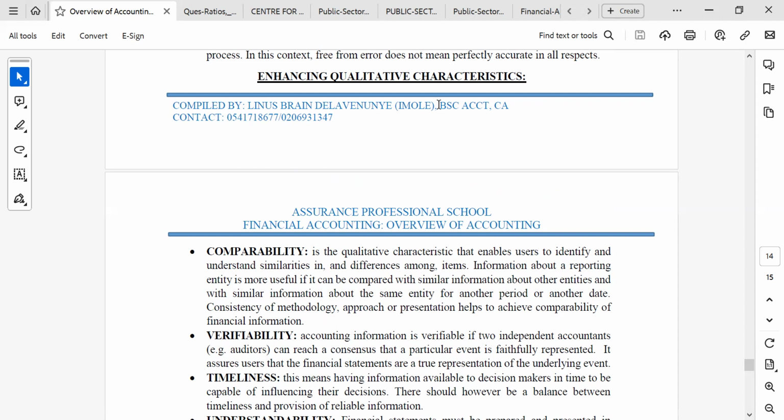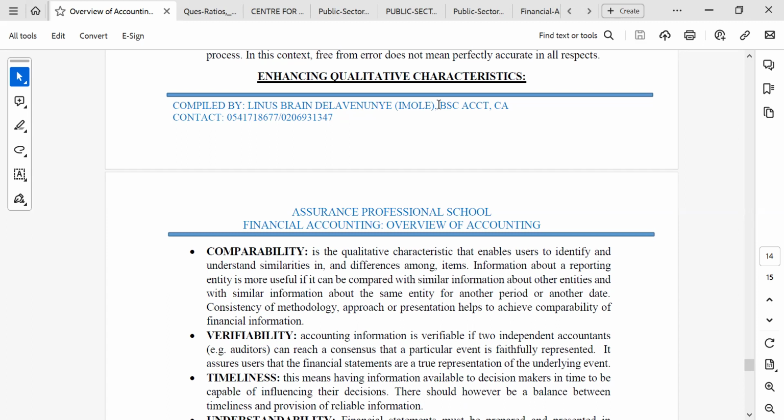Okay. Comparability is being enhanced or achieved through what we call consistency. What do you mean by consistency? Consistency means that you should apply the same accounting policy for a certain period of time. If you want us to compare your revenue, it means that how revenue is being recognized should be consistent.